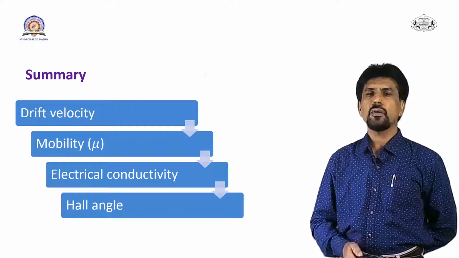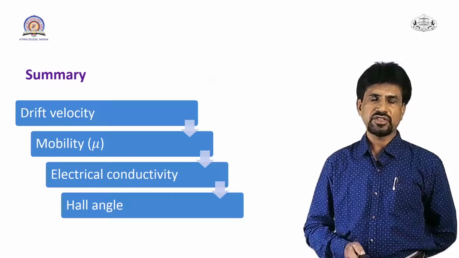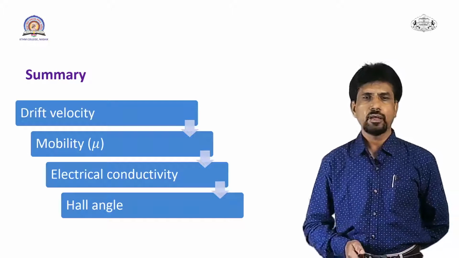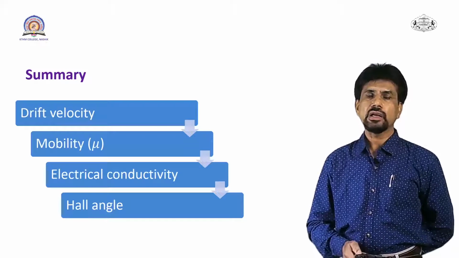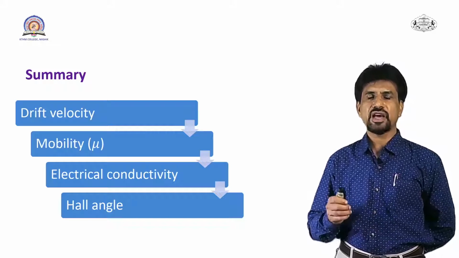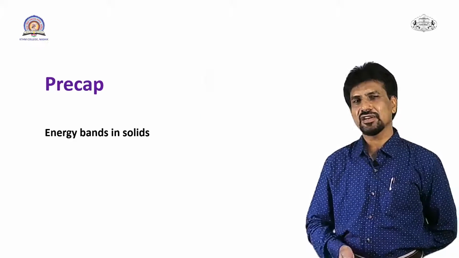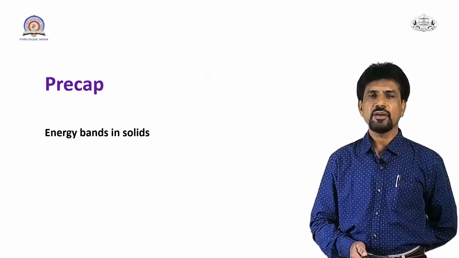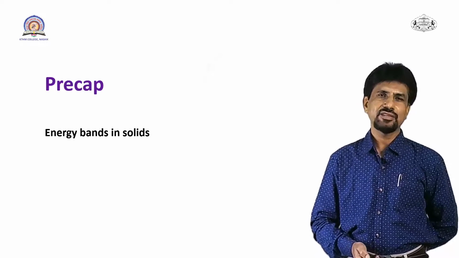We have also obtained the expression of the electrical conductivity of the specimen in terms of the current density and the applied electric field. We have also obtained the expression for the Hall angle in terms of the electric field having the components which are acting along the y direction and the x direction. In the next lecture, we will see in detail about the energy bands in solids, that means what the different types of energy bands available in a solid are, such as the conduction band and the valence band.